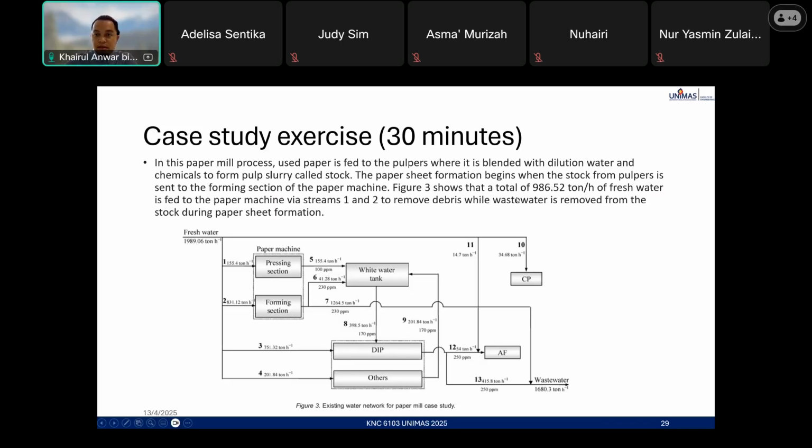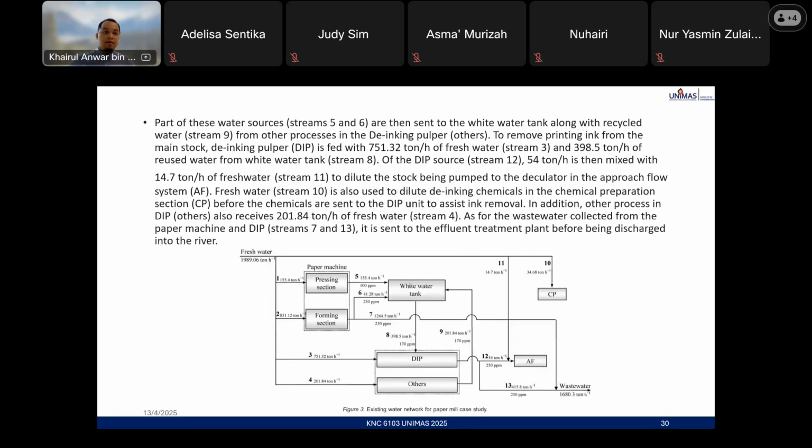Figure shows the total of water expected in the calculation, stream 1, stream 2. Part of this source, stream 106, is sent to the light water tank. There is liquid water, stream 9.